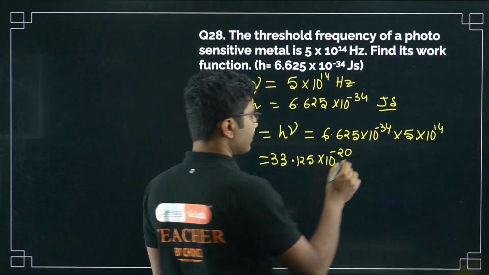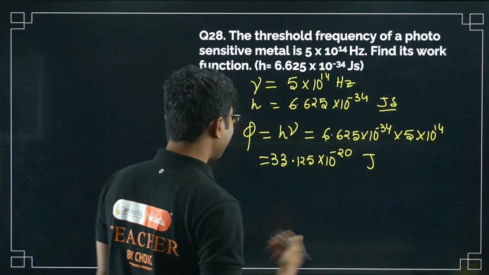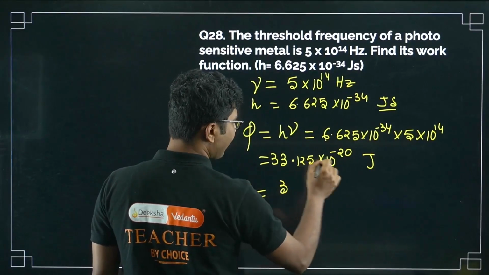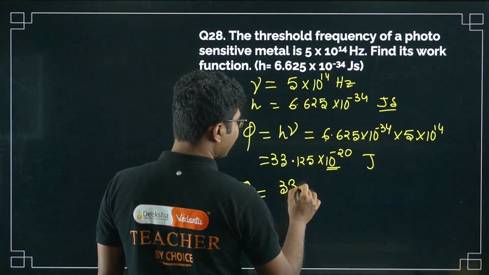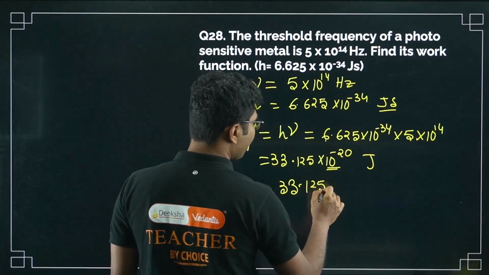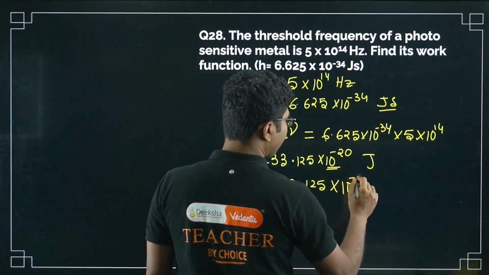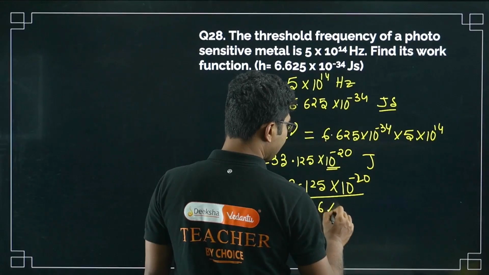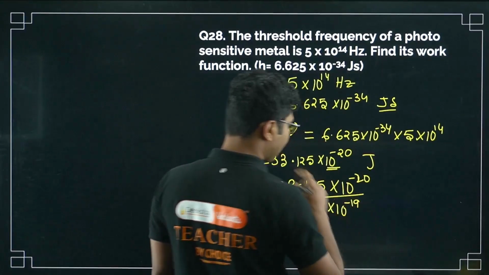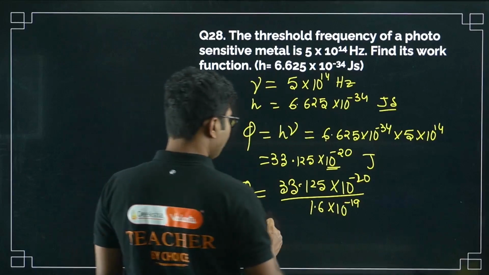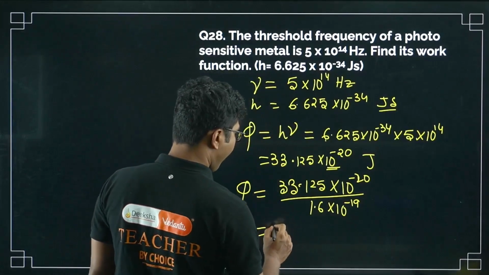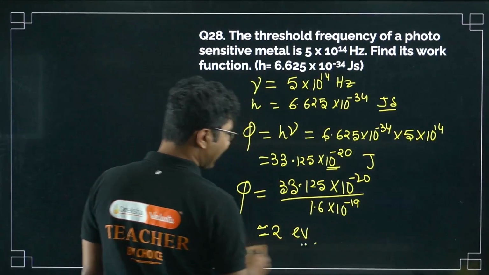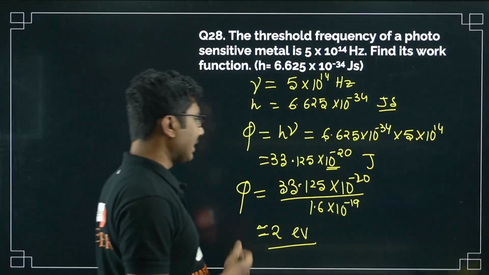This is in joules. Okay, now to convert it into electron volt, phi in electron volt will be 33 divided by 1.6 into 10 to the power of minus 19. This is a very small value, right? So for an electron this does not make any sense. For electrons we generally convert it into electron volt because that is more convenient for an electron. So it will be approximately 2 electron volt. You can check the answer, calculate it using your calculator and tell me the exact value.